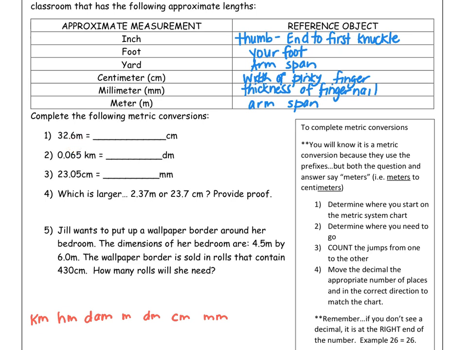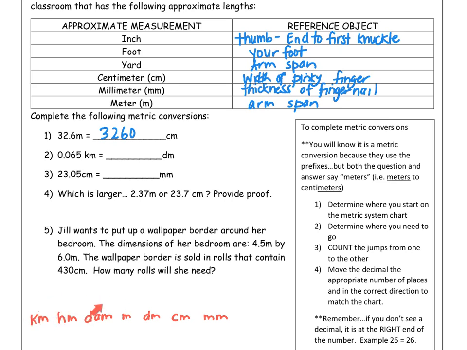So this becomes 3,260 centimeters. Okay, now let's look at the second one, 0.065 kilometers into decimeters. So I'm starting at the kilometer mark, and I need to go all the way over to the decimeter. So don't start counting until you move.